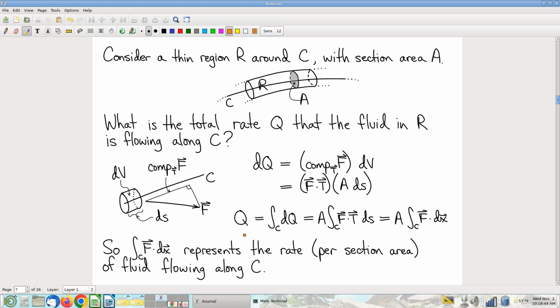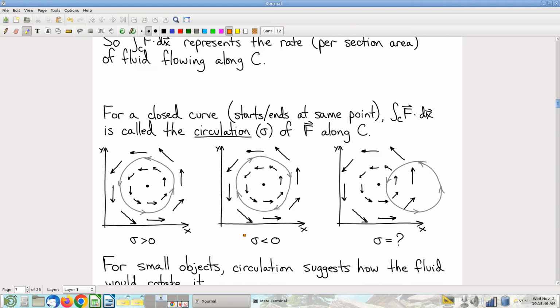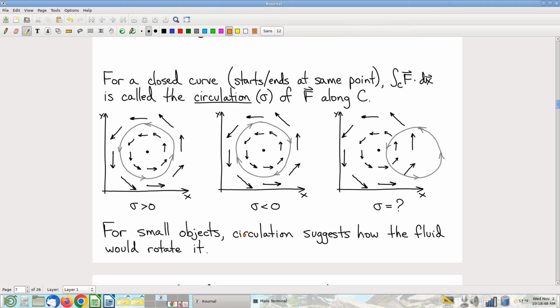Okay. All right, so now with that in mind, I'm going to introduce a related idea, something called circulation. This is defined only for a closed curve, so a curve that starts and ends at the same point. So, for example, this curve here is a closed curve because it starts and ends at this same point right there. Or, in fact, you could view it as starting at any point, I suppose.